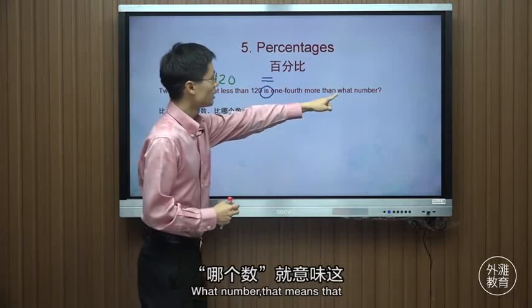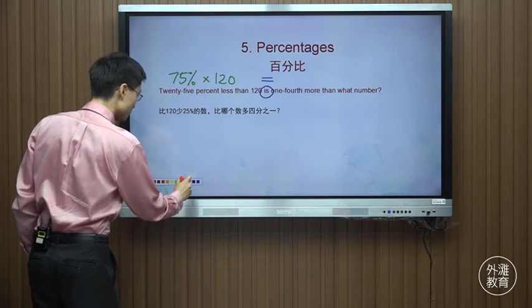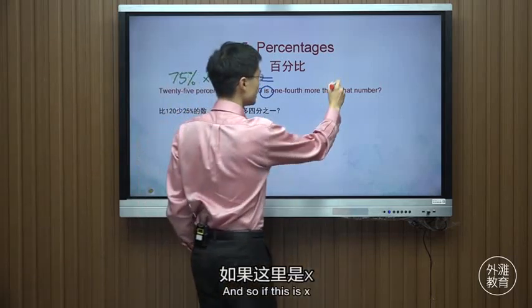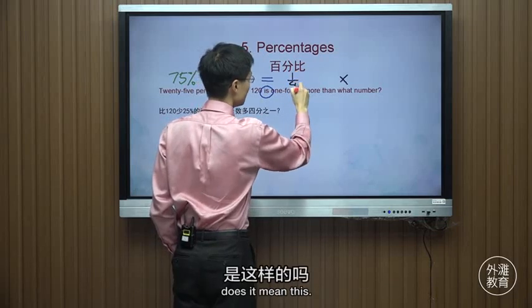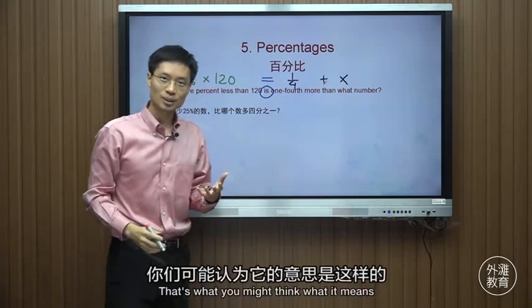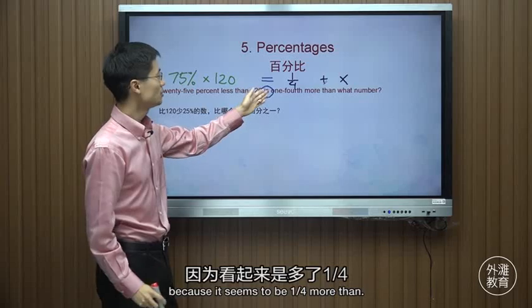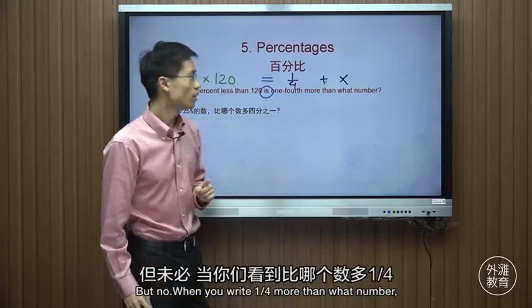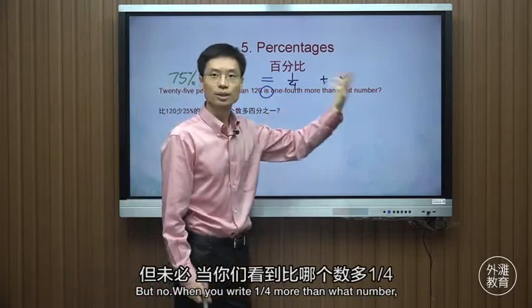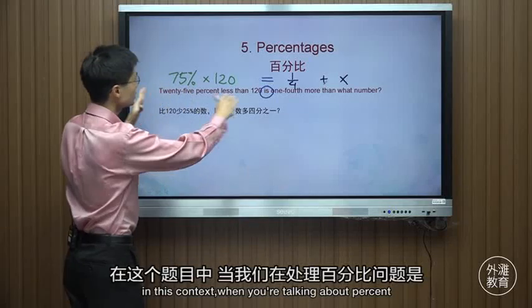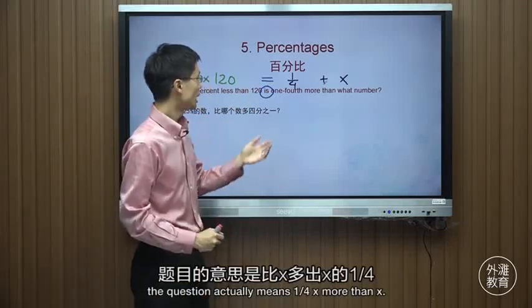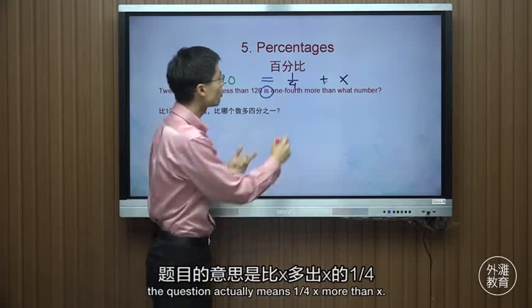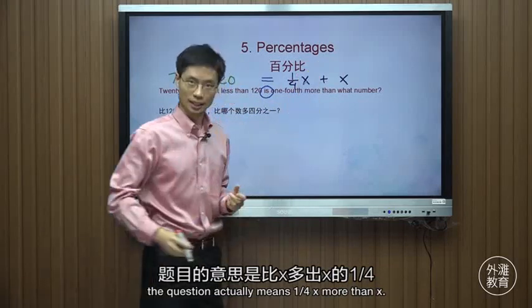What number? That means that I have an x. And so if this is x, then what does 1/4 more than x mean? Does it mean this? That's what you might think it means, because it seems to be 1/4 more than. But no, when you write 1/4 more than what number in this context, when you're talking about percents, the question actually means 1/4 x more than x.